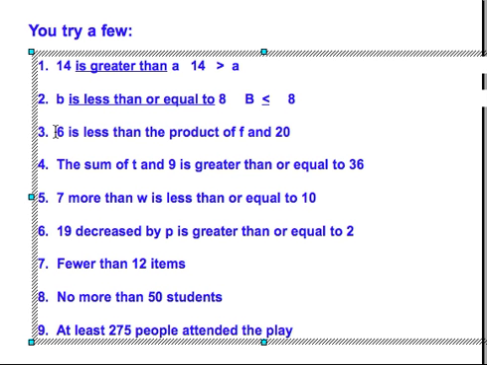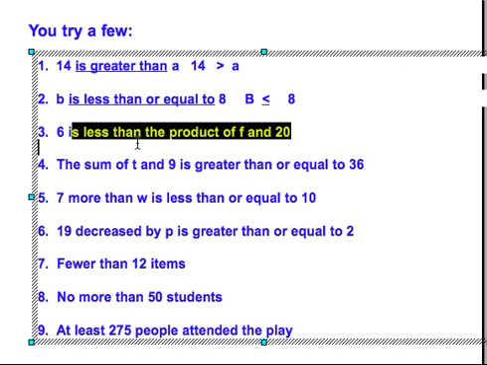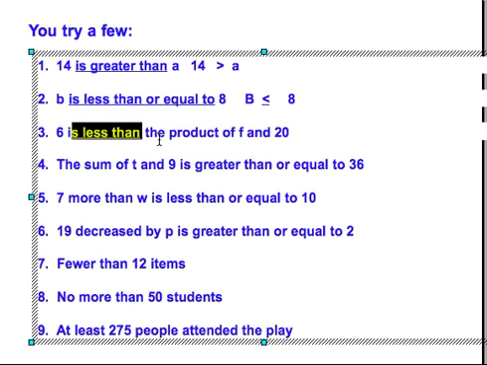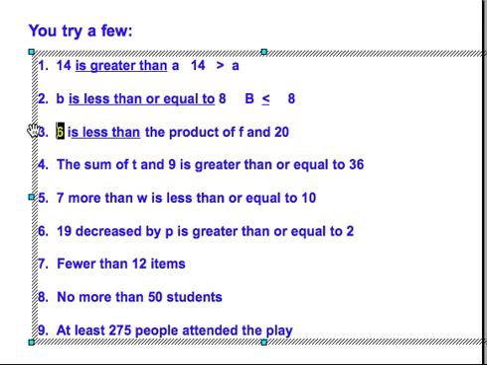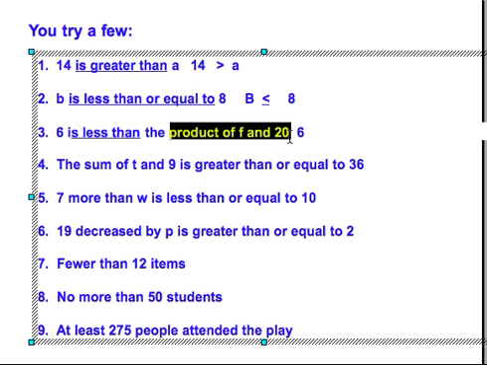6 is less than the product of f and 20. So I need to figure out, is less than is going to be my symbol, but what are my terms? Well, one term is 6, and the other term is going to be the product of f and 20. So product means I'm multiplying, and so the other term would be f times 20.